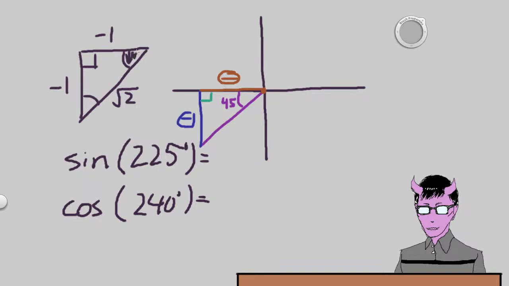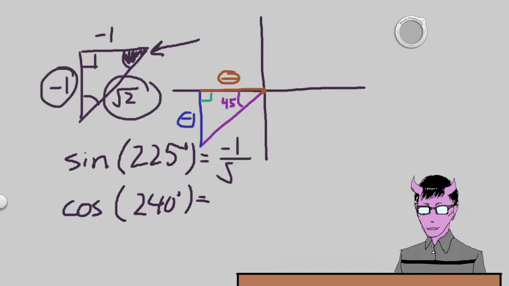Alright, and then now we could just use this reference angle. So we're looking at this reference triangle as a proxy for this one right here, right? So what's sine of this particular angle right there? It's going to be relative to this one, it's opposite negative 1 over hypotenuse root 2. Rationalizing. And then we're done.